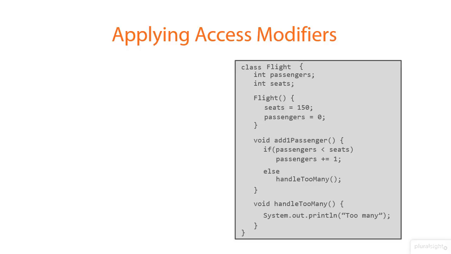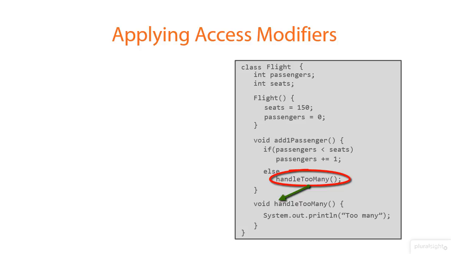Let's take a look at how the access modifiers affect the usage of our class and its class members. Now I have here basically the same class we looked at earlier, right? Our class Flight. It has some fields declared at the top, passengers and seats. It has a constructor. It then has a method addOnePassenger. And I've also added another method to this called handleTooMany that gets called from addOnePassenger.